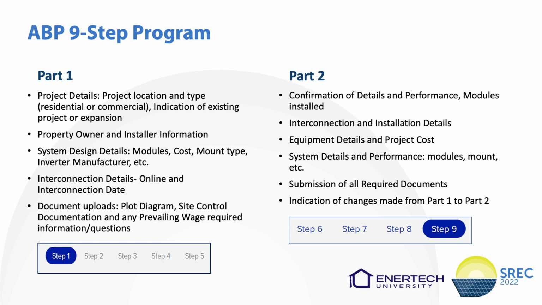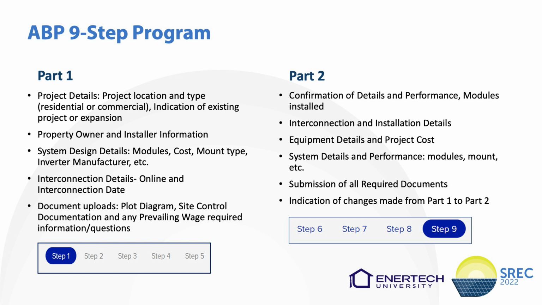The interconnection details, the online date and the interconnection date for the system, and the document uploads required in this phase are going to be the plot diagram or site map and the site control document, as well as any prevailing wage required information. They will also ask some questions regarding the prevailing wage requirements in the Part 1 phase.